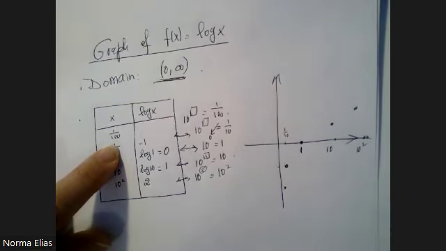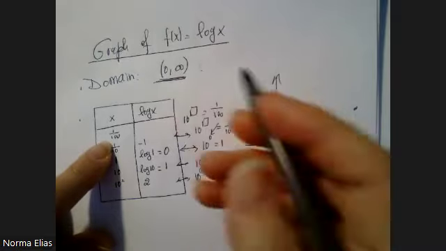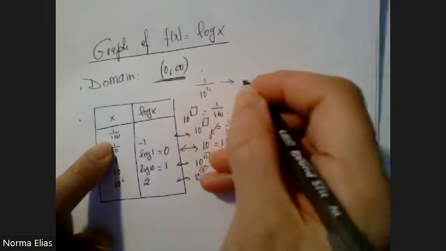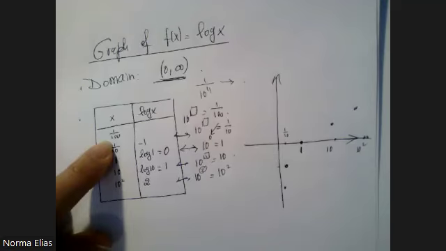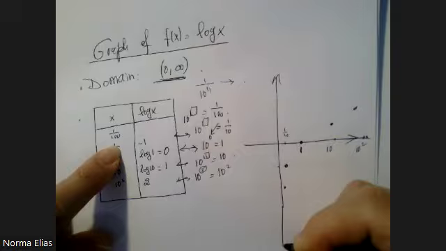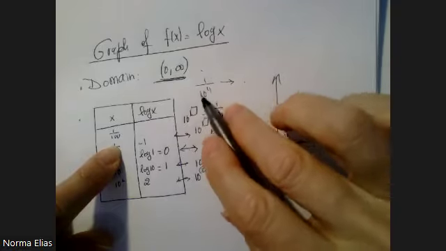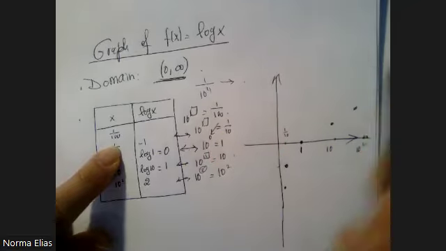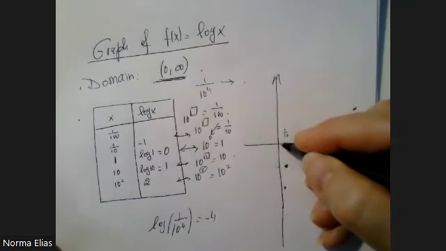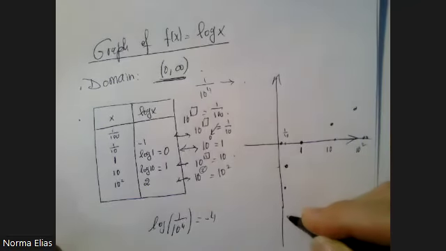Remember, only x positive makes sense. What if I give you 1 over 10 to the 4? What's the output for that? I don't have room to write. So if I take 1 over 10 to the 4, the output, so log of 1 over 10 to the 4, is going to be minus 4. So 1 over 10 to the 4 is very, very small. Right here, the output is going to be minus 4.